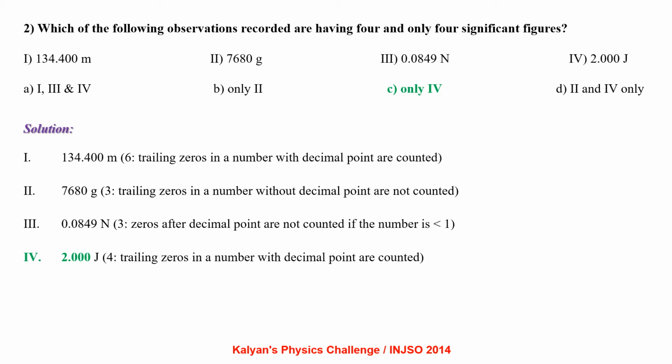0.0849, there are 3 significant figures here because zeros after the decimal point are not counted if the number is less than 1. 2.000, there are 4 significant figures here because the trailing zeros in a number with a decimal point are counted.